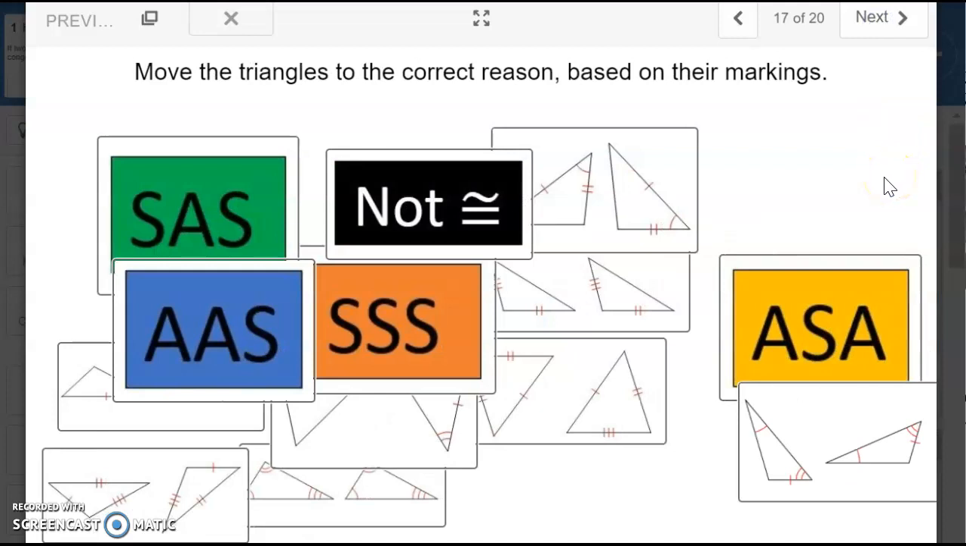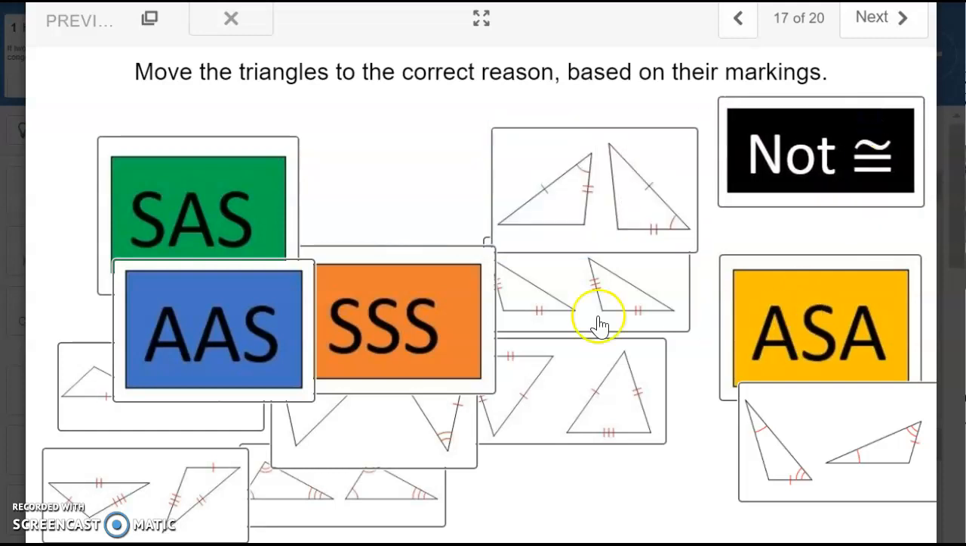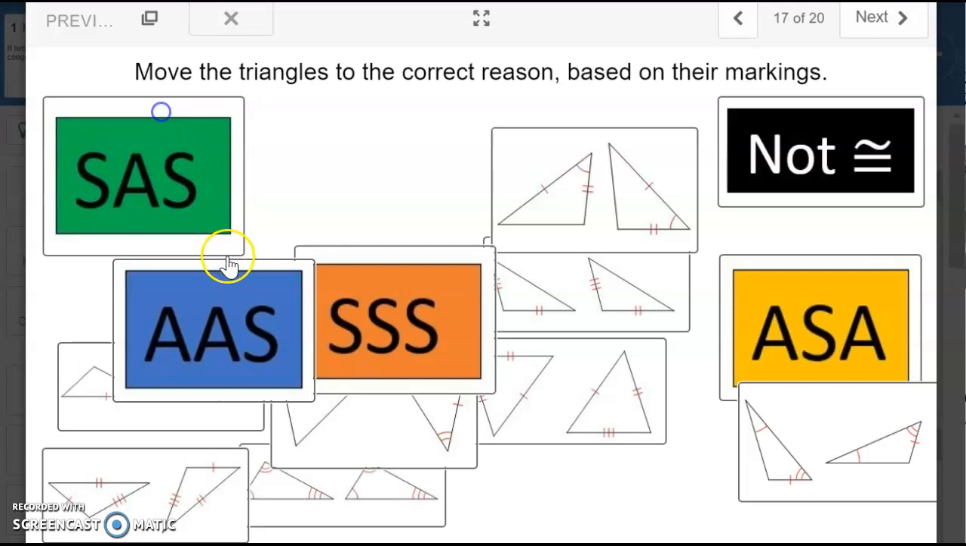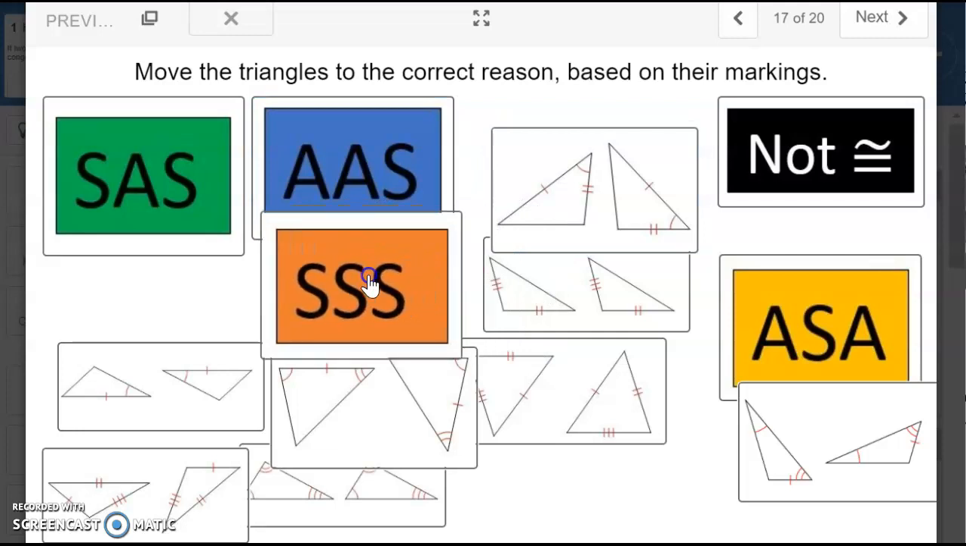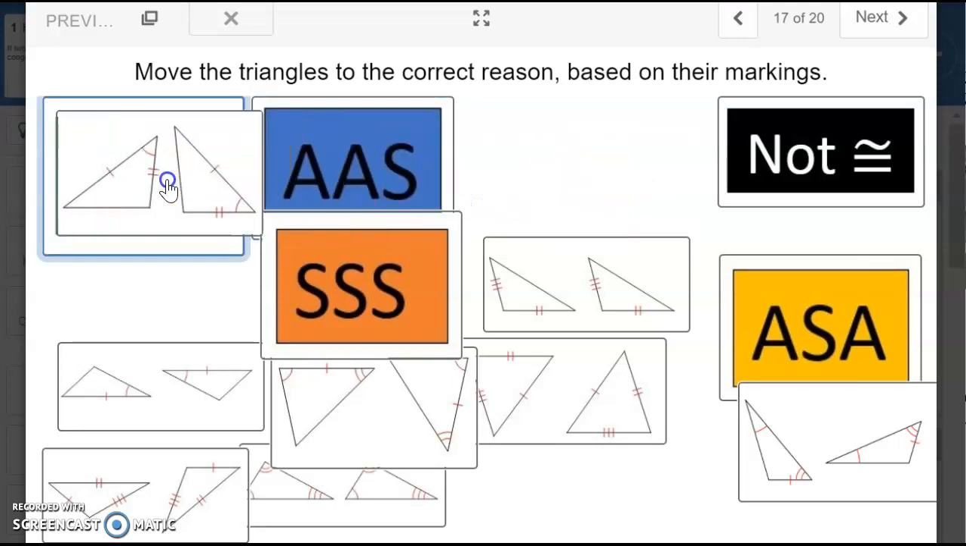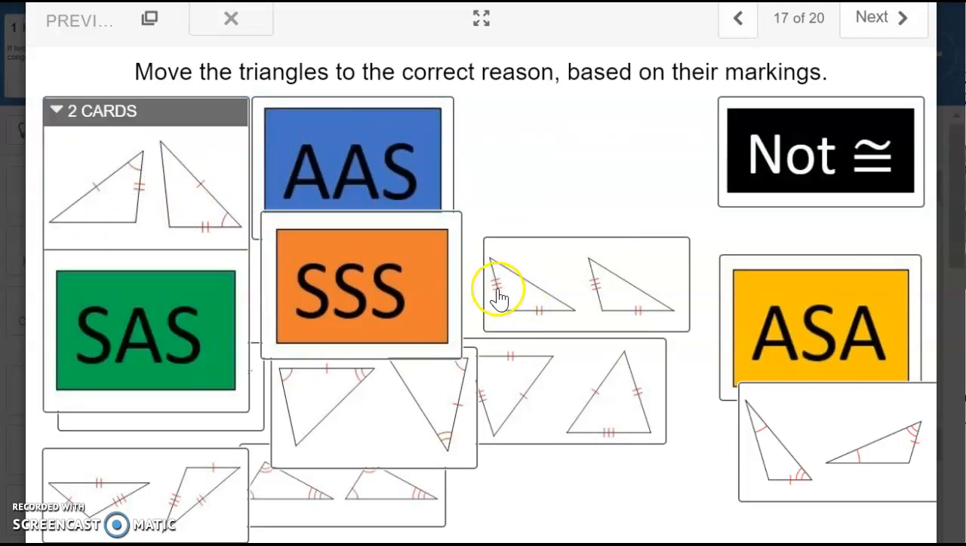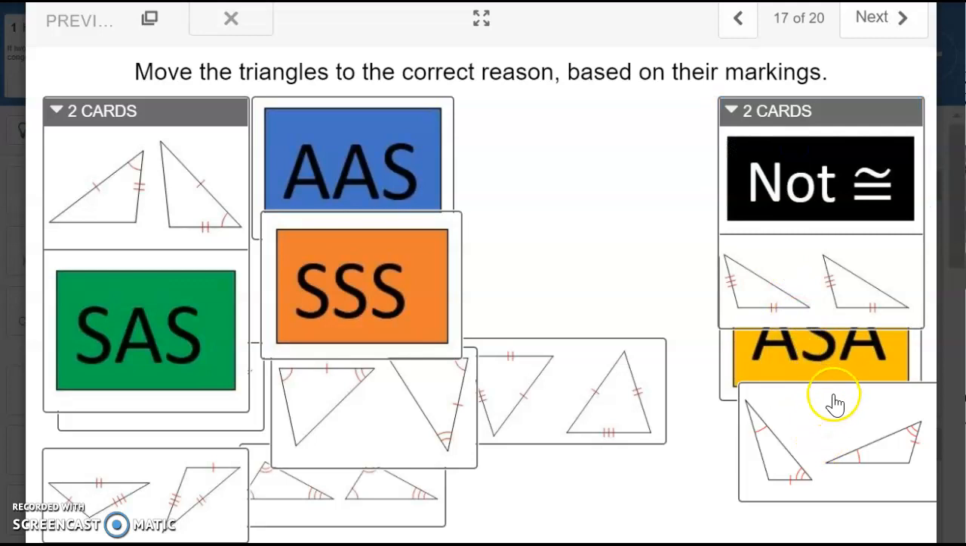All right, so now you get to move the triangles. It's a card sort. So we have not congruent, AAS, SSS, and ASA. Okay, so what do we have here? We have side, angle, and side. We have two sides and an included angle, so it's going to be side, angle, side. What do we have here? We have a side and a side and a side and a side. Is that enough information? No, we need at least three things. Okay, so that's not congruent.